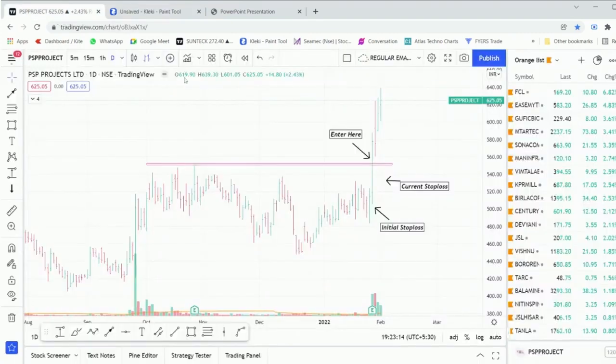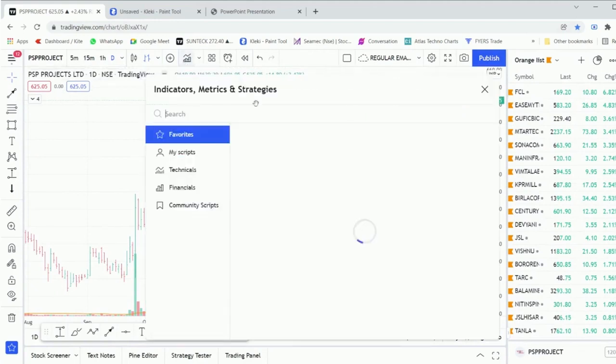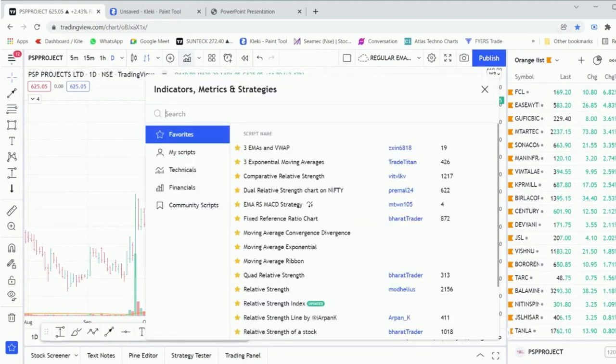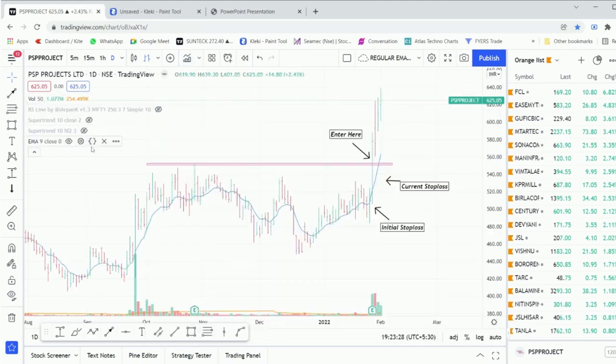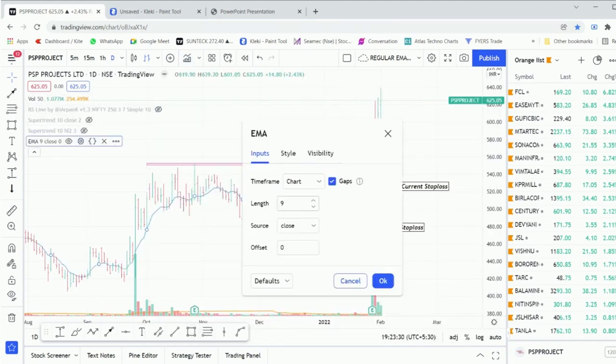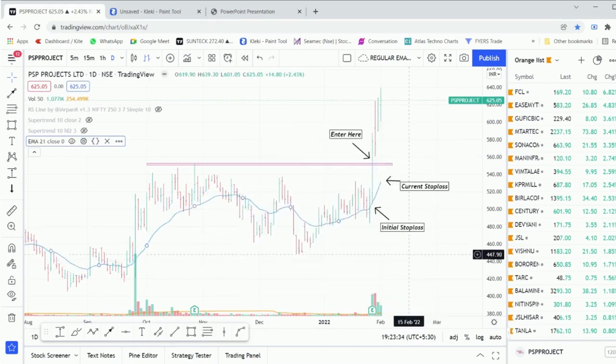So how to apply that moving average in the TradingView platform? Go to the indicator section, type here moving averages, and you will find Moving Average Exponential as an indicator. Click on this indicator, select the chart, change the setting of the indicator and type here 21. So this is how the 21 EMA will get plotted on your chart.